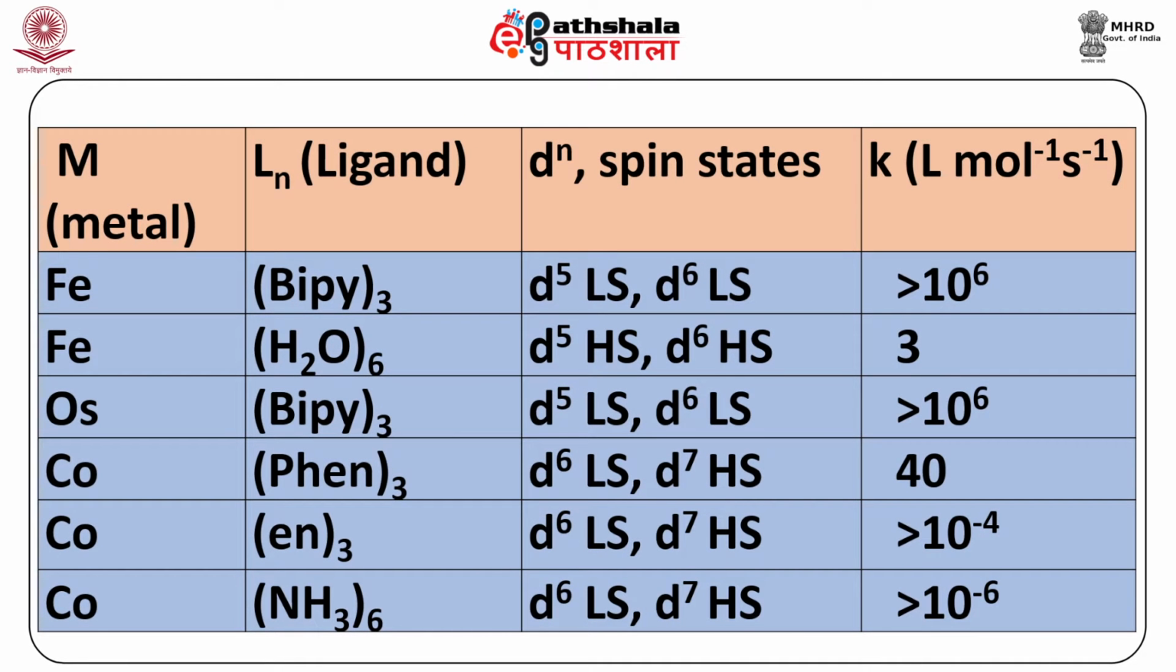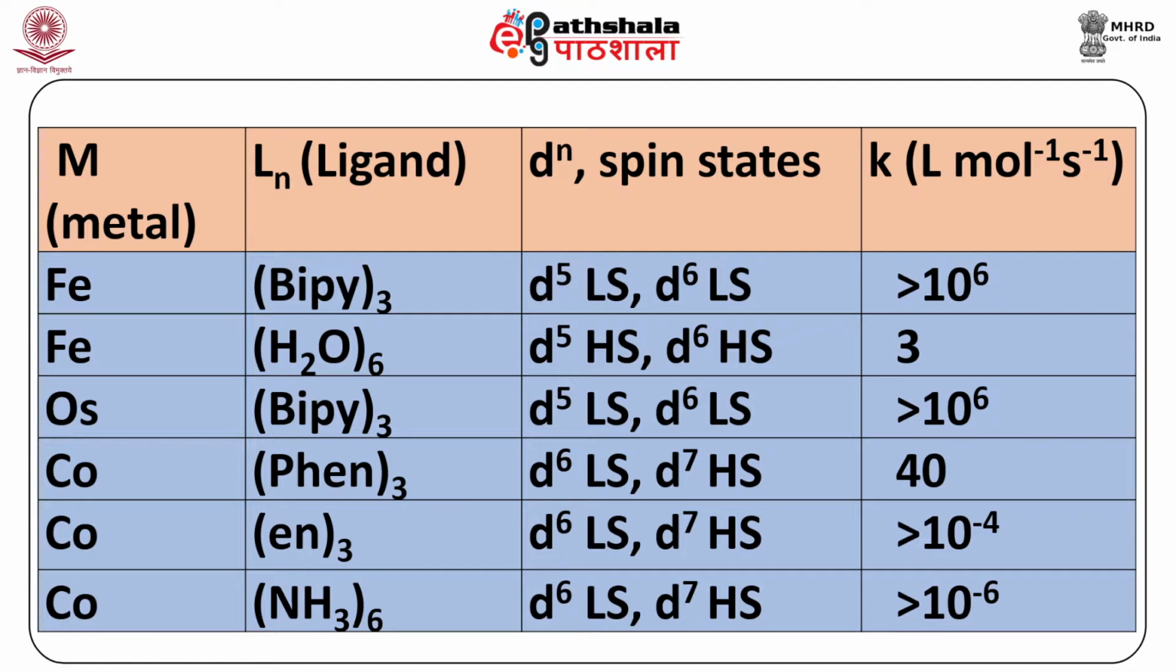There are a lot of self-exchange reactions, for example the Fe bipyridyl system, where Fe is in the +3 oxidation state, d5 configuration and low spin. Another Fe is in the +2 oxidation state, d6, which is also low spin. So the rate noted when one is in d5 configuration and the other in d6 configuration goes quite high, more than 10 to the power 6.